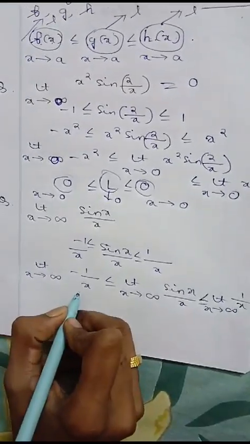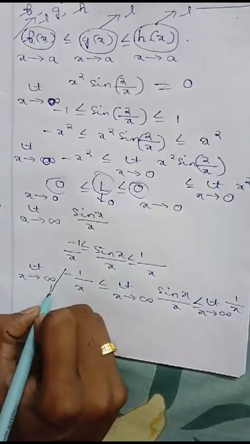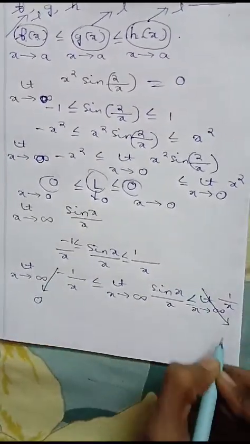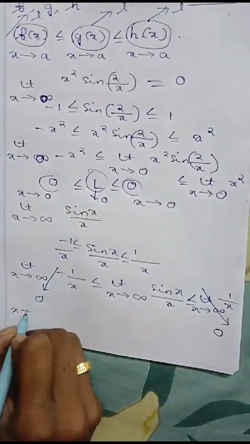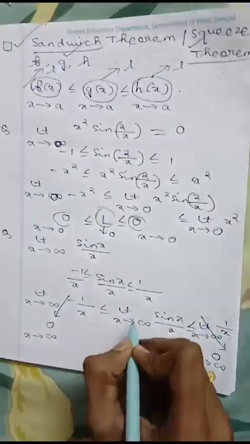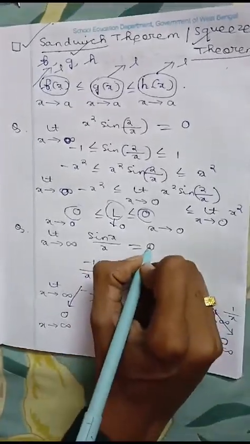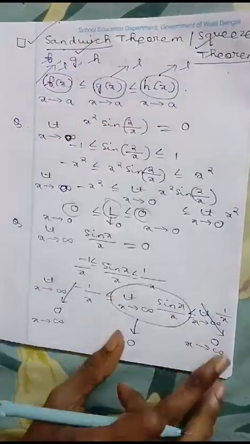The -1 upon infinity or 1 upon infinity always tends to 0. This always tends to 0 as x approaches infinity, same on the other side. So according to this sandwich theorem, this particular value will tend to 0. So the answer will be 0 by using this sandwich or squeeze theorem.